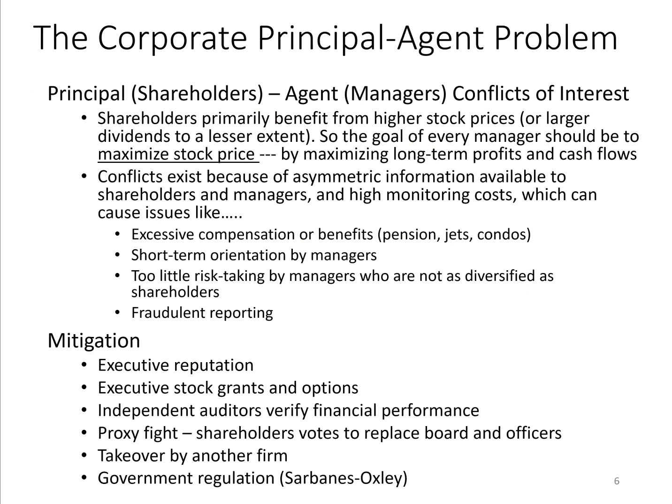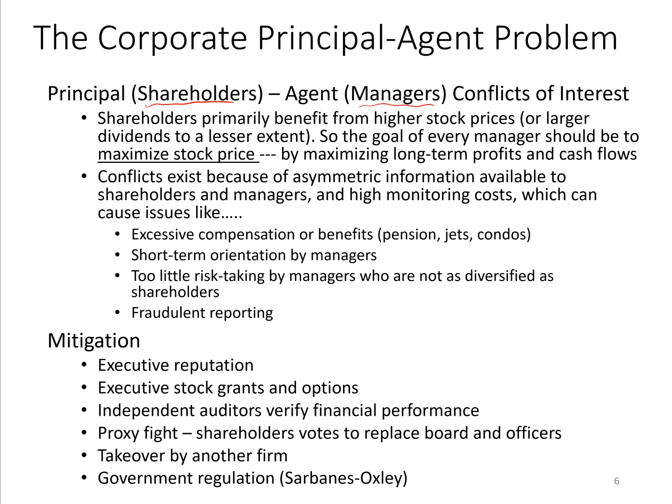Let's talk about the corporate principal-agent problem. So in a corporation, you have the principal, those are the shareholders, and the agent, those are the managers, and they often have conflicts of interest. So shareholders primarily benefit from higher stock prices. So the goal of every manager should be to maximize stock price by maximizing long-term profits and cash flows.